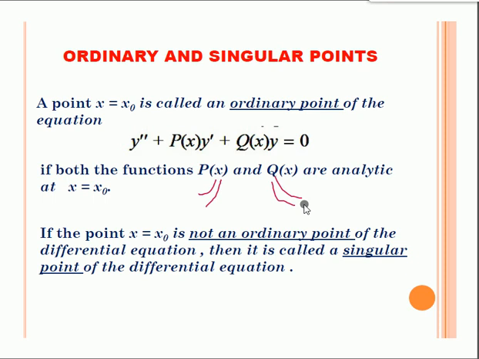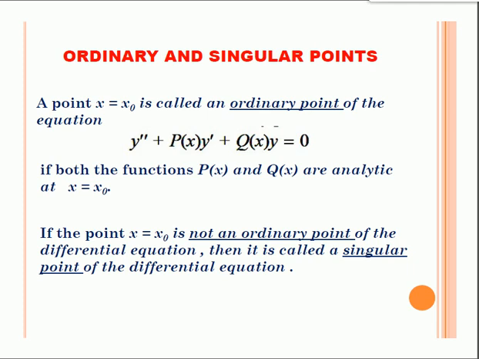Suppose x equal to x naught is not an ordinary point, then automatically it will become the singular point. If the point x equal to x naught is not an ordinary point of the differential equation, then it is called the singular point of the differential equation. Okay, it is very clear. This is very important. We need to check first of all whether it is an ordinary point or otherwise a singular point.